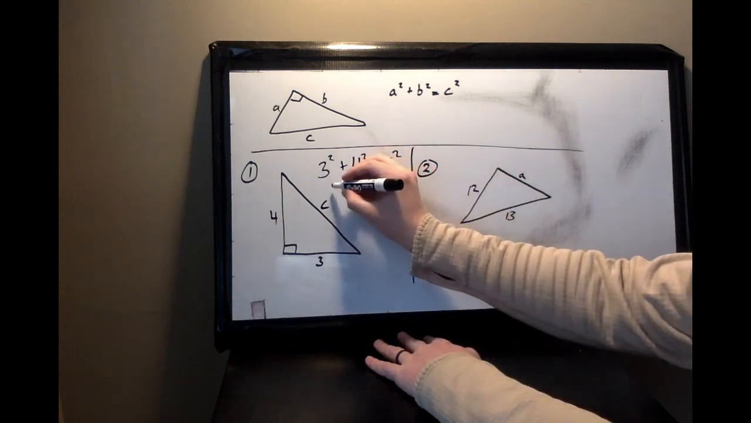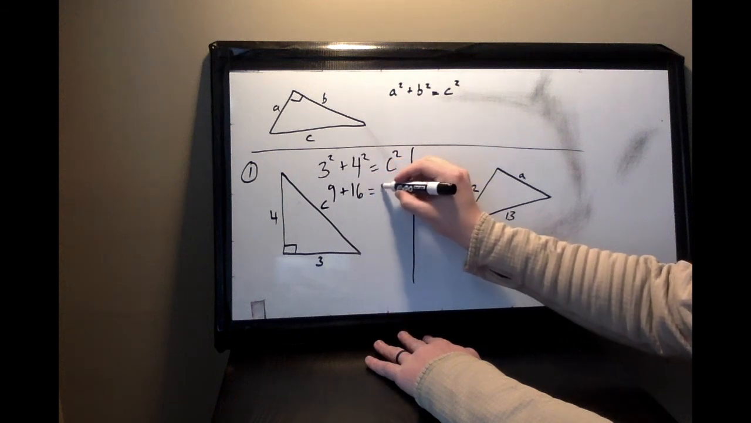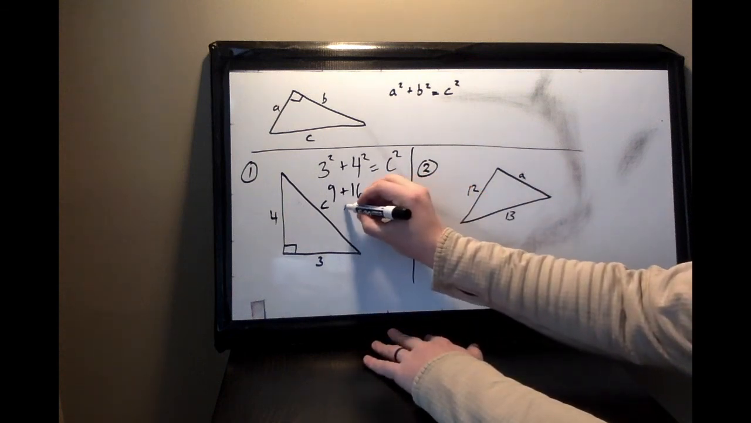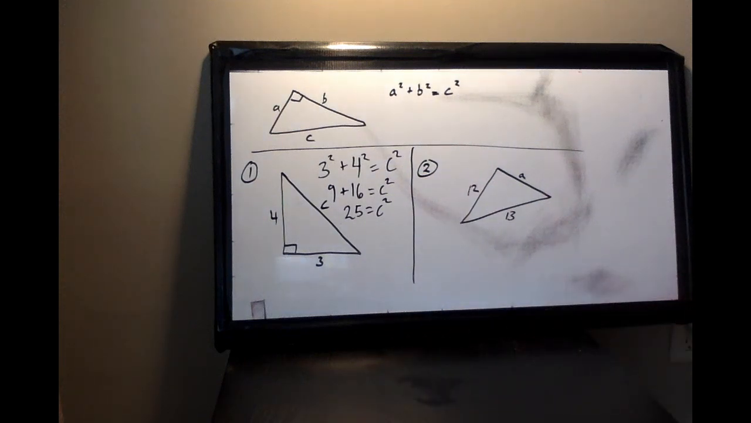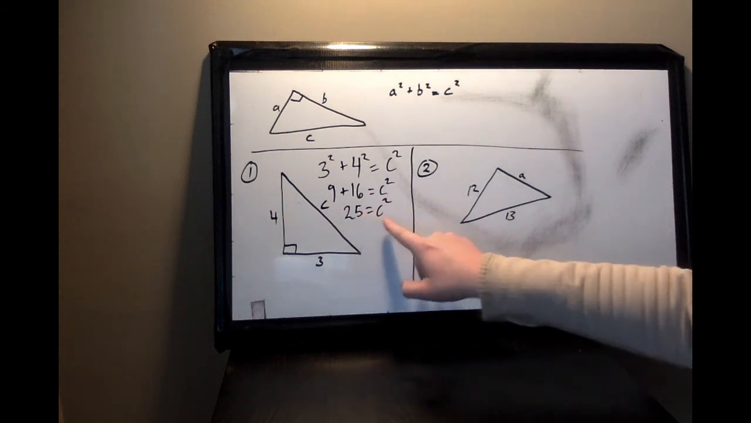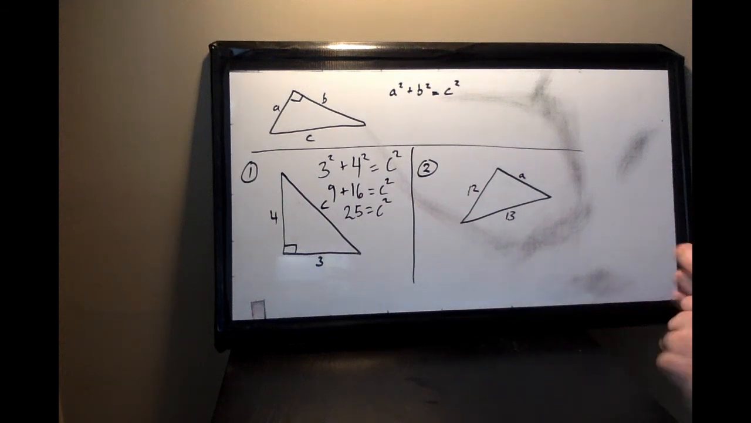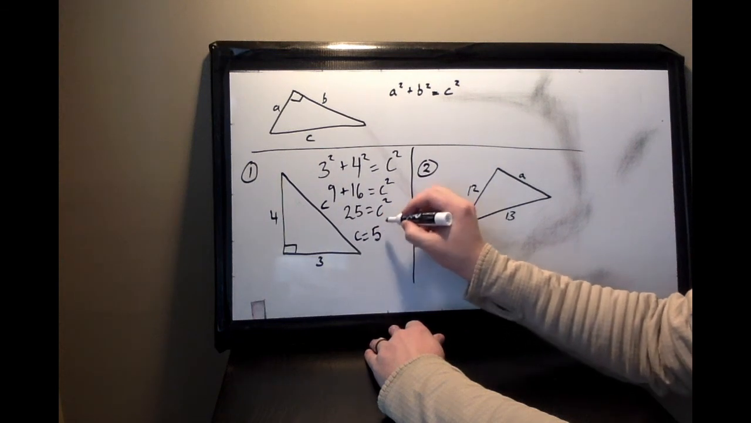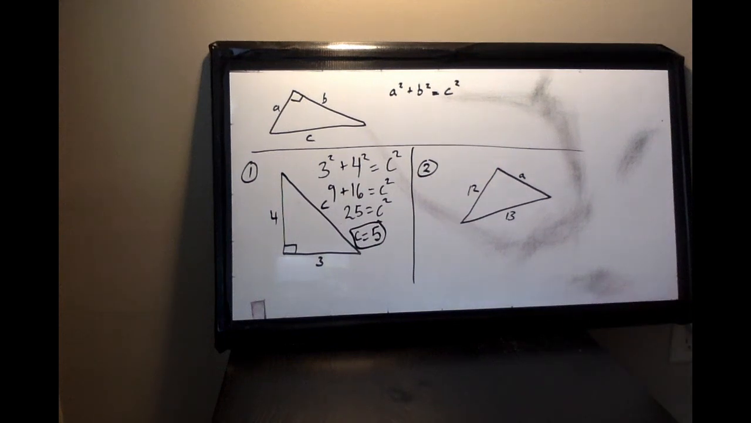Now 3 squared is 9, 4 squared is 16, is equal to c squared. 16 plus 9, that's going to be 25. Now at this point, we could square root both sides to determine what c must be, or we can just ask the simple question of what number times itself is equal to 25 exactly. And you can probably see pretty quickly that c is equal to 5. The third length of this triangle is 5. That's pretty helpful.